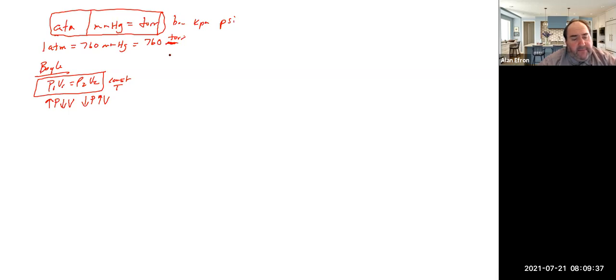We also then talked about Charles' law. Charles' law dealt with the volume and temperature relationship: V1 over T1 is equal to V2 over T2. This is at constant pressure. The volume adjusts to allow the pressure to remain constant. When we increase the temperature, we're adding more energy to the gas molecules, so they're going to be flying around faster.